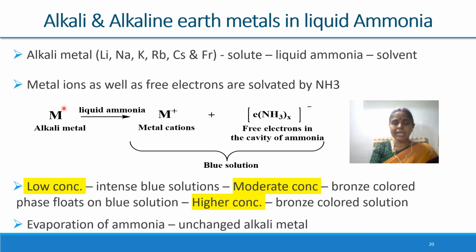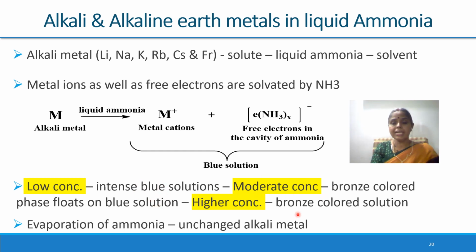Now, when an alkali metal is kept in liquid ammonia, it immediately loses its electron to form the metal cation M plus along with the solvated or free electron in the cavity of ammonia molecules. Ammonia molecules will form a cavity in which the free electrons exist. So, this is called solvation. Solvent molecules surround the free electrons. Solvent molecules also surround the metal cation. Now, in very low concentrations of alkali metal in liquid ammonia, if you put a very small amount, they give intense blue solutions.